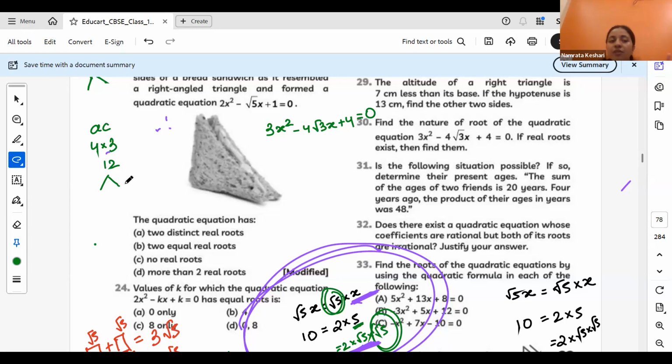We are trying to factorize this 12 so that we get the middle term. But our middle term contains a square root 3. So I am bound to take the first number containing a square root 3, and the second number must also contain a square root 3. Something √3 with something √3. Those types of numbers, added or subtracted together, will give you 4√3. Yes or no?